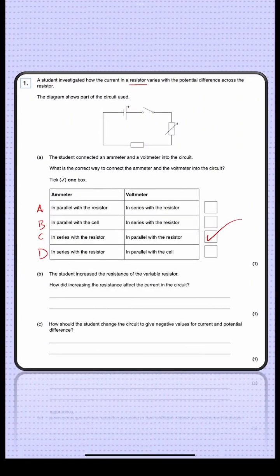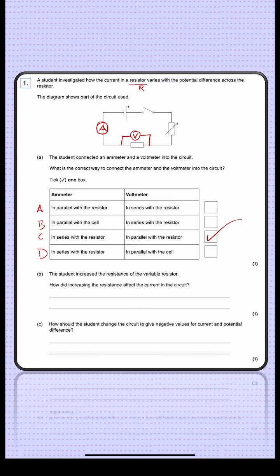Student increased the resistance of the variable resistor. So actually, let me add the ammeter into the circuit. So ammeter will be there. Voltmeter will be something like this. It'll be branched off in parallel to the resistor. It's asking about the resistor, it's not asking for the variable resistor. The one with the arrow is a variable resistor.